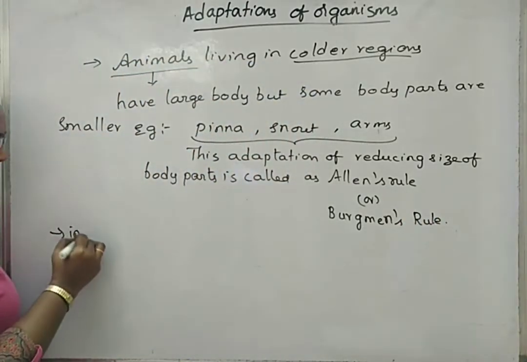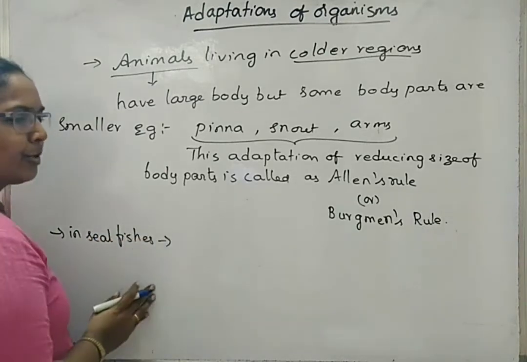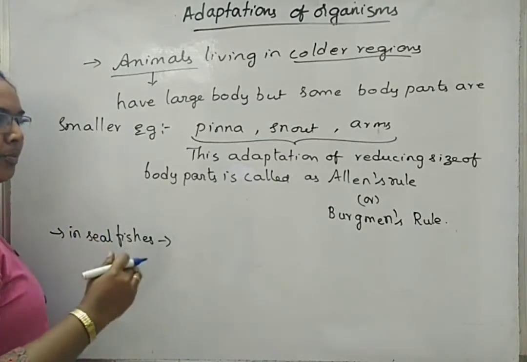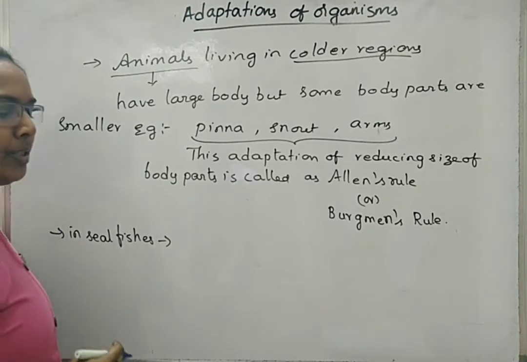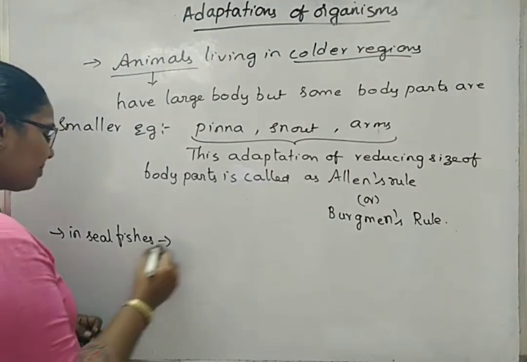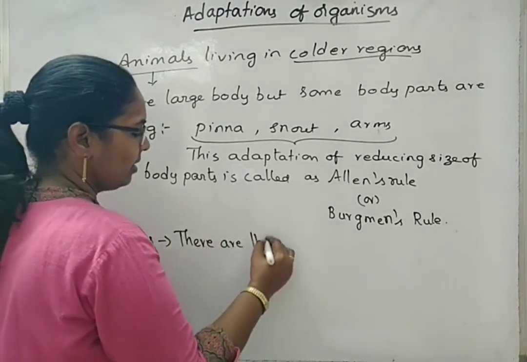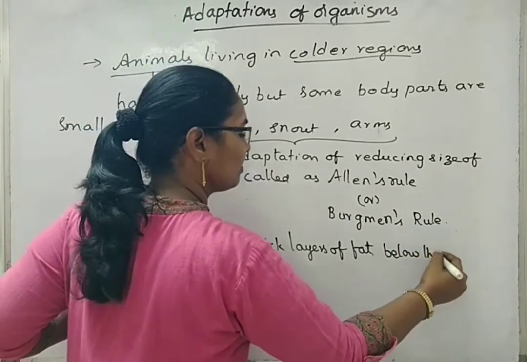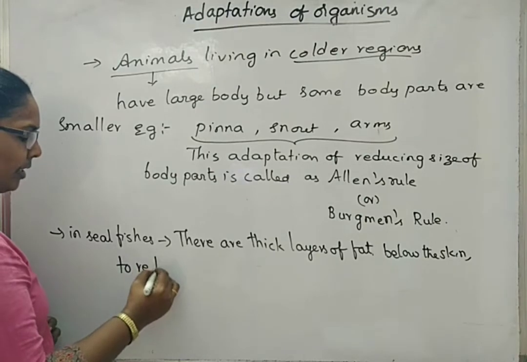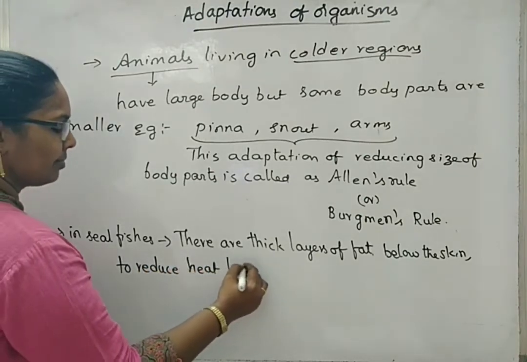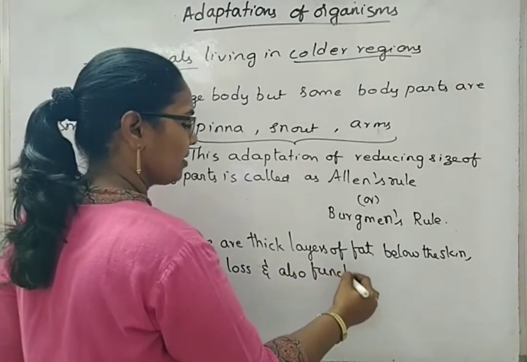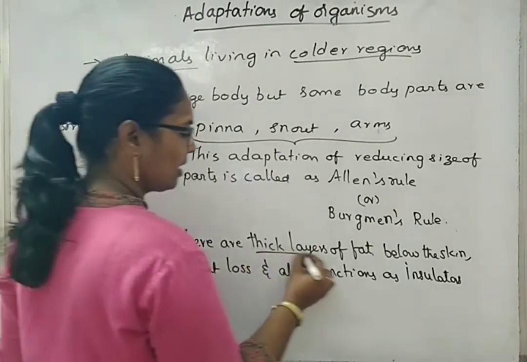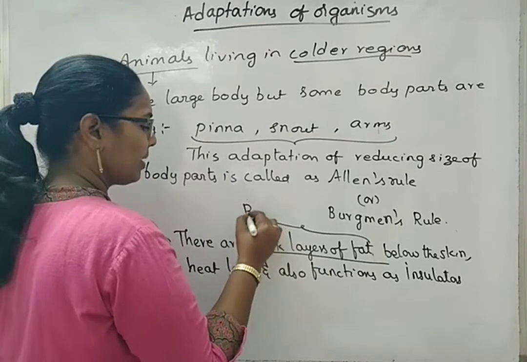In the case of seals, there is another adaptation, that is, having blubbers, meaning thick fatty structures or thick fat layers just below the skin. Those are called blubbers. So blubbers help as insulators and also help to reduce loss of heat from the body. There are thick layers of fat below the skin to reduce heat loss, and these blubbers function as insulators.